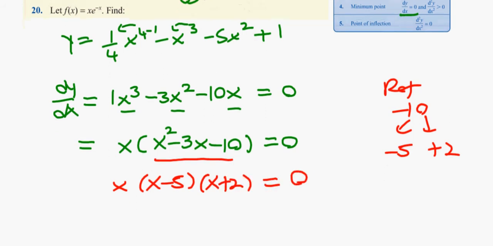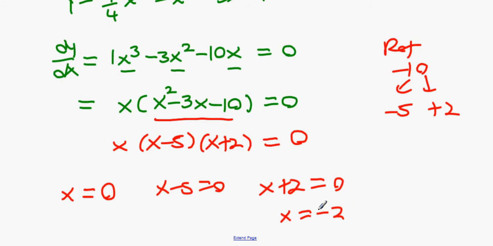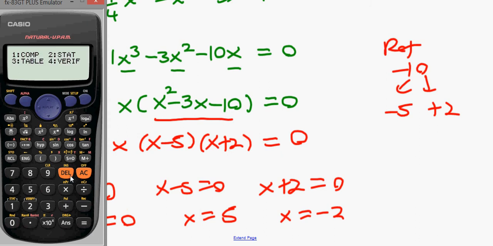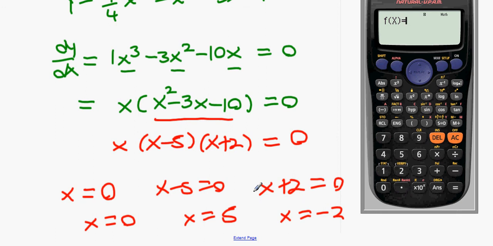Now when we solve this, what we're going to get is x equals 0, x minus 5 equals 0, or x plus 2 equals 0. So x is going to equal minus 2, x is going to equal 5, and x is going to equal 0. Upon completion of this, these are the points that exist on the graph. We want x equals 0, x equals 5, and x equals minus 2. So I'm going to use the table function in my calculator, and I'm going to make sure to include minus 2 up to 5.